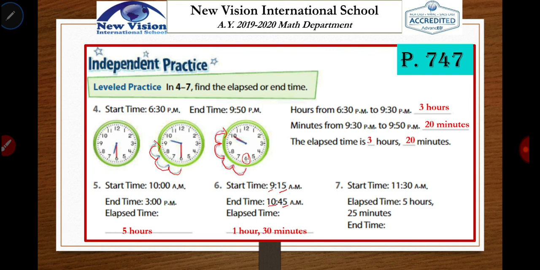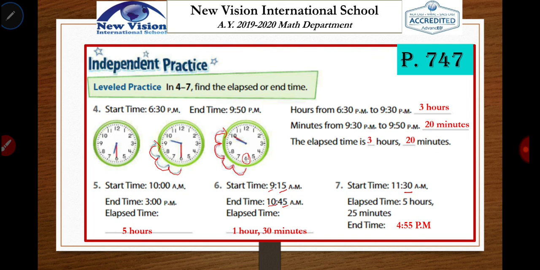Good. Number 7. The start time is at 11:30 a.m. The elapsed time is 5 hours, 25 minutes. So what time will you start? At 11:30. So add 5 to 11. Are you done? Okay, now we have the minutes also. The elapsed time for the minutes is 25. So you add 25 to 30. What is the answer? What is the time now? The time is at 4:55 p.m. Very good. Do you have or did you get the correct answer?